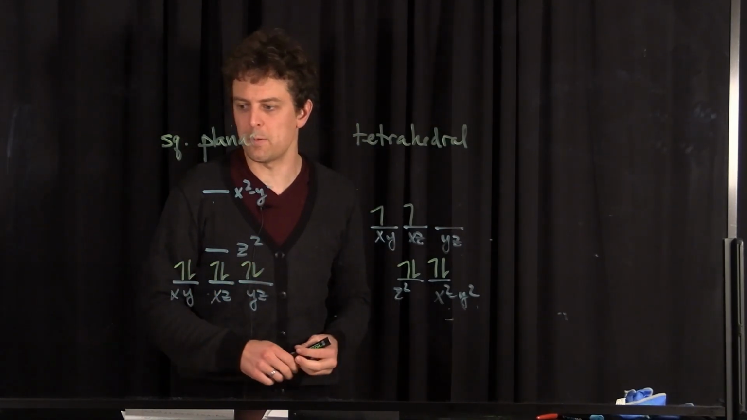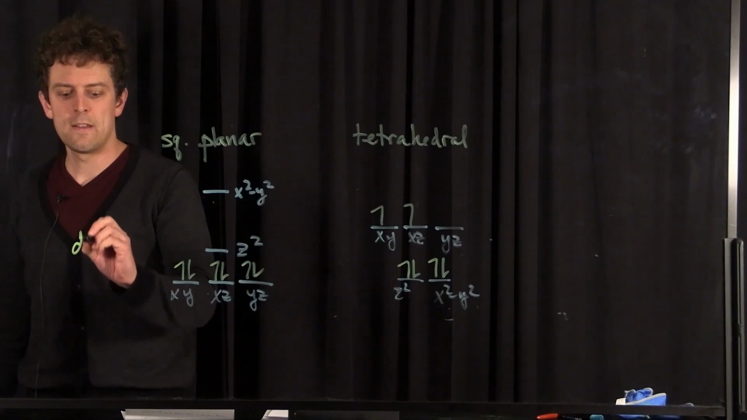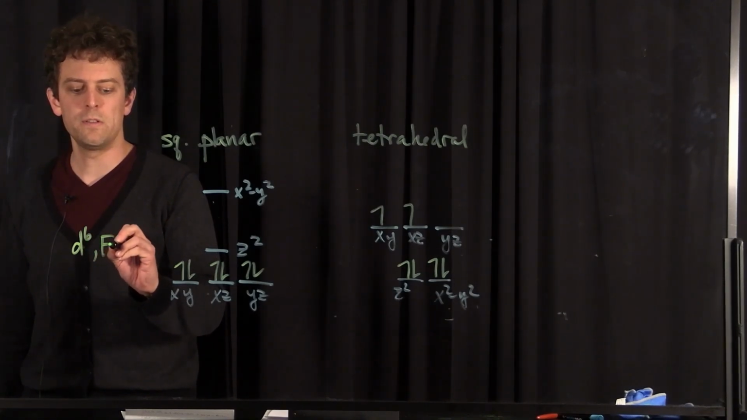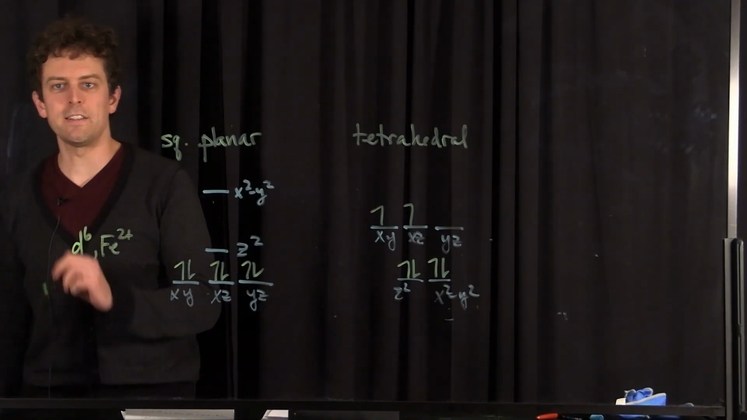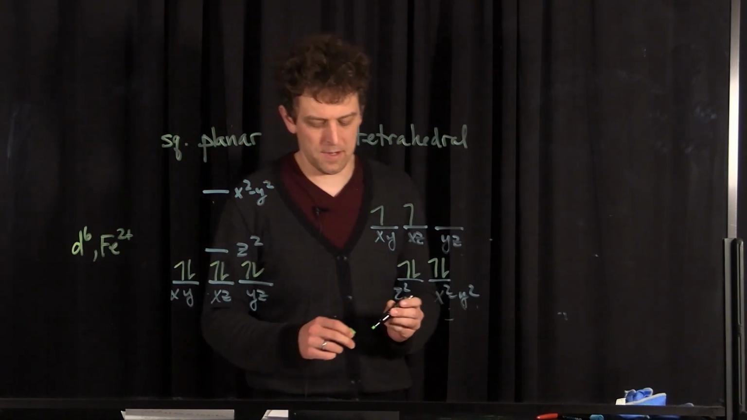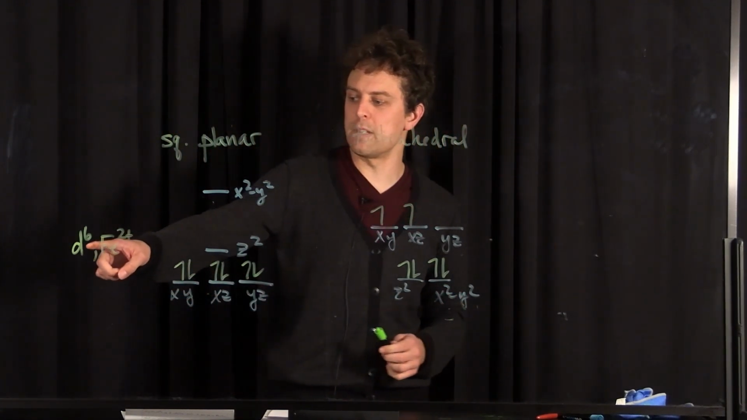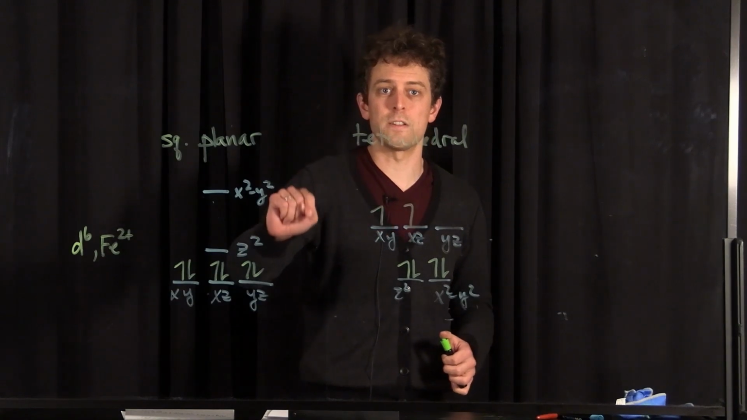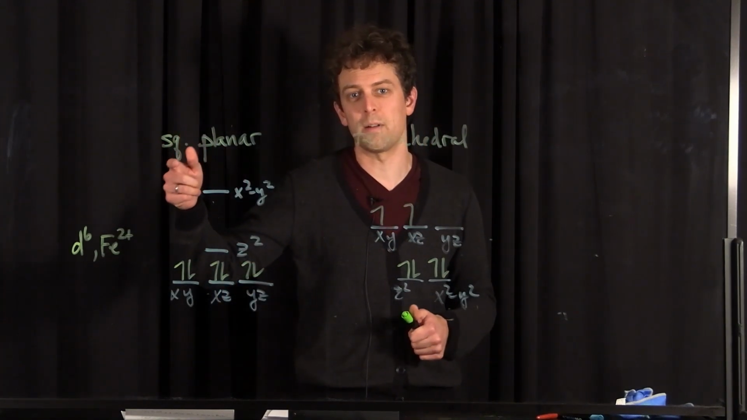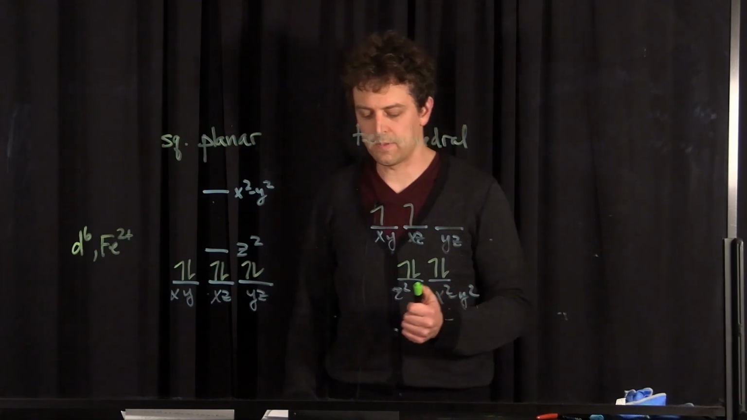Remember, for this example we had a d6 metal complex. We called it iron 2. Honestly, any d6 complex will follow the same analysis. Change the number of d electrons, and you'll change the number of electrons in your splitting diagrams. You might need to count again how many unpaired electrons you have, but you'll eventually get it.